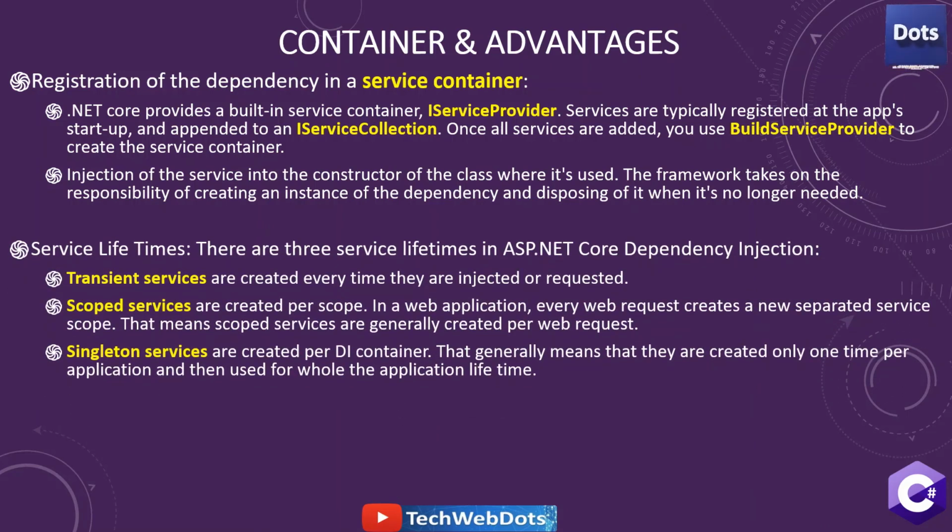Now, if I talk about the service lifetime, as you can see, we just used the transient service, which is created every time it is injected or requested. There are two other types of services that we can use in ASP.NET Core dependency injection. The one is scoped service, which is created per scope. In a web application, every web request creates a new separate service scope. That means scoped services are generally created per web request.